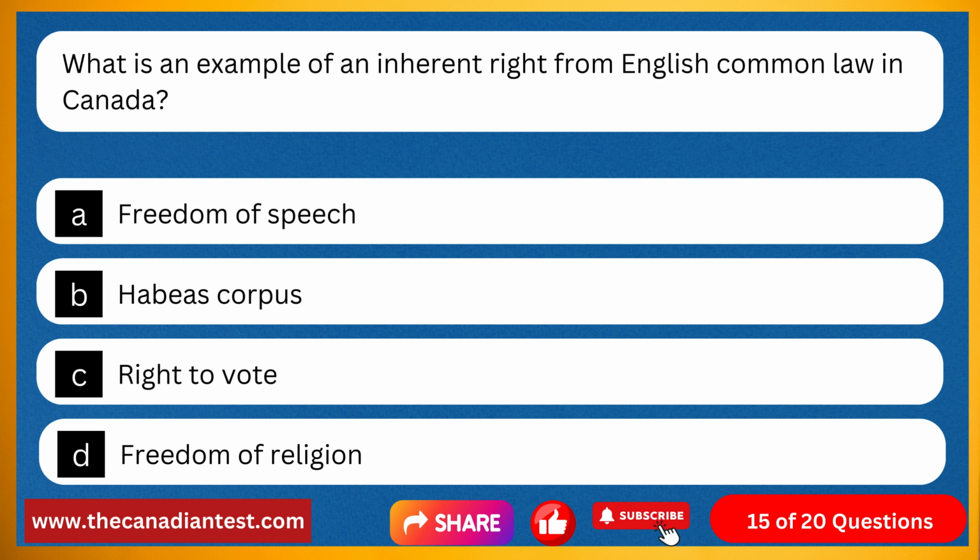Question 15. What is an example of an inherent right from English common law in Canada? Option A, freedom of speech. Option B, habeas corpus. Option C, right to vote. Option D, freedom of religion.